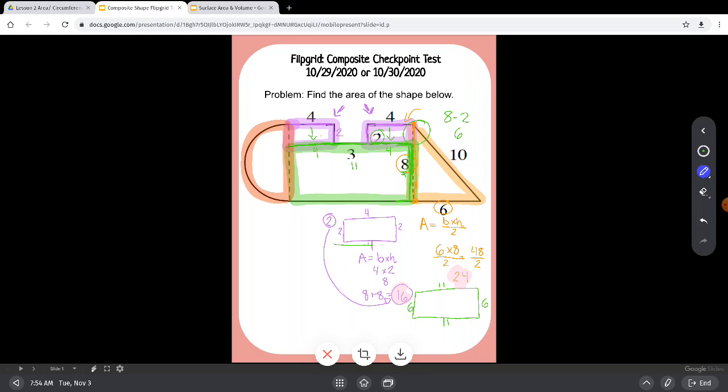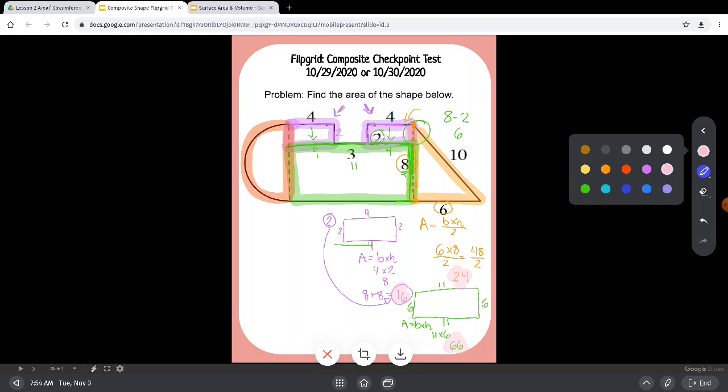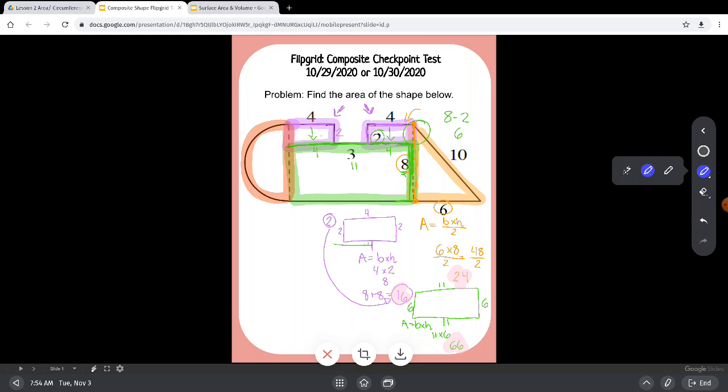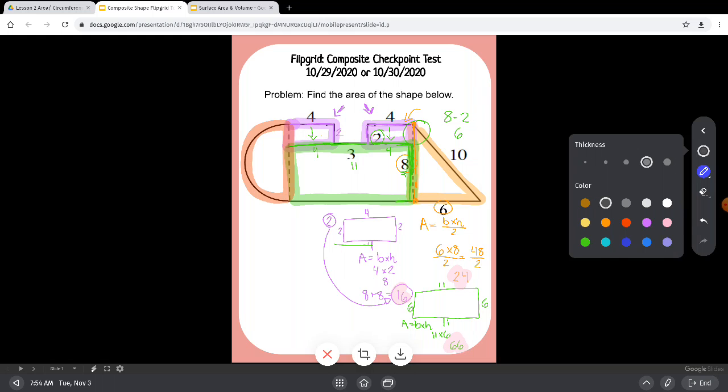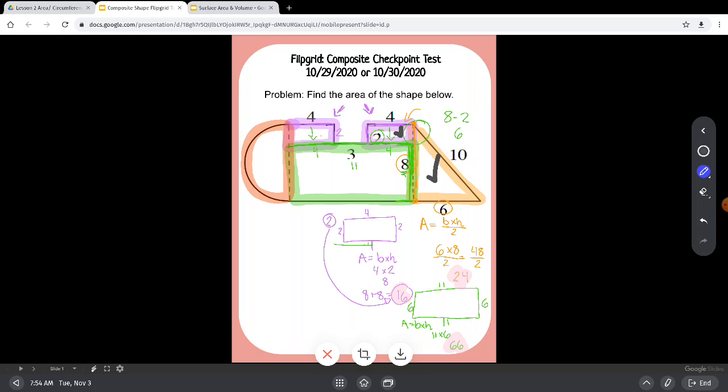Again, my formula for a rectangle, like we stated before, is area equals base times height. My base being 11 and my height being 6. So I'm going to multiply 11 times 6 and I'd get 66. Highlighting it pink so that I know I need it for later. So far we have the dimensions and the areas for the triangle, the 2 purple rectangles, and 1 green rectangle. So the last one I'm going to need to do is the semicircle.